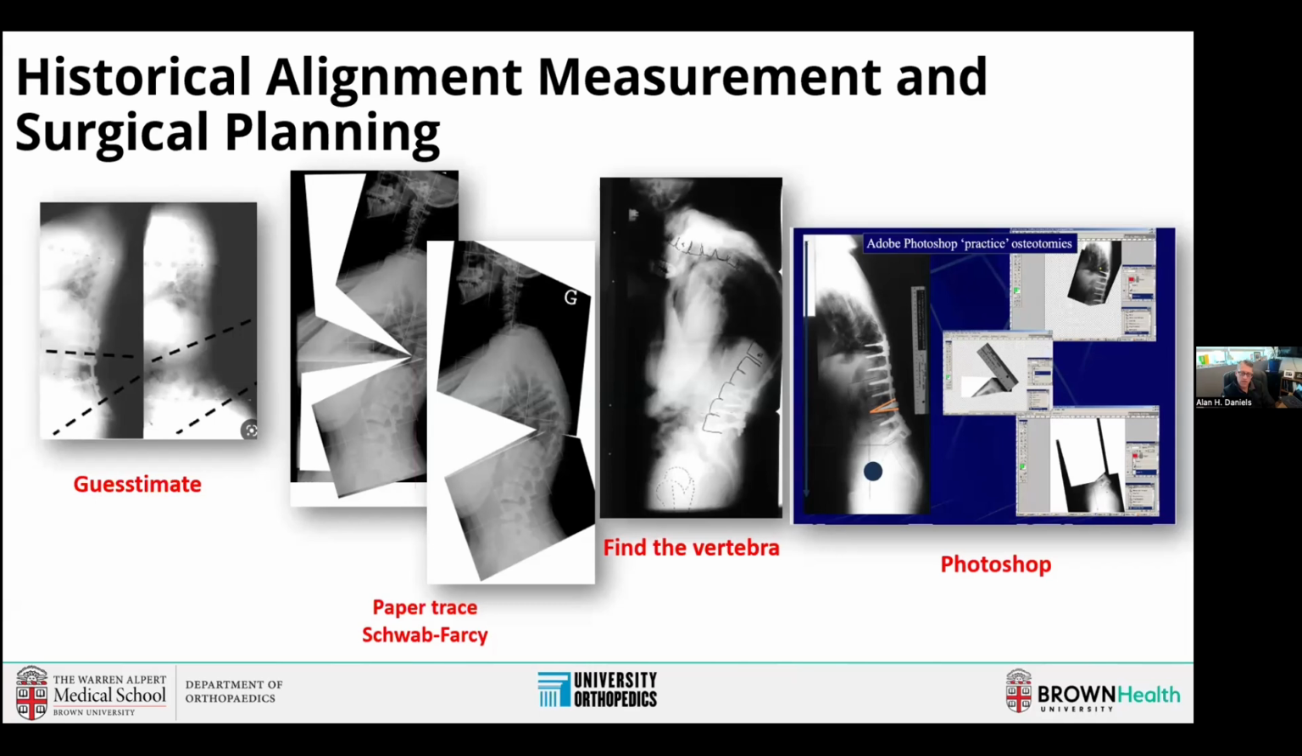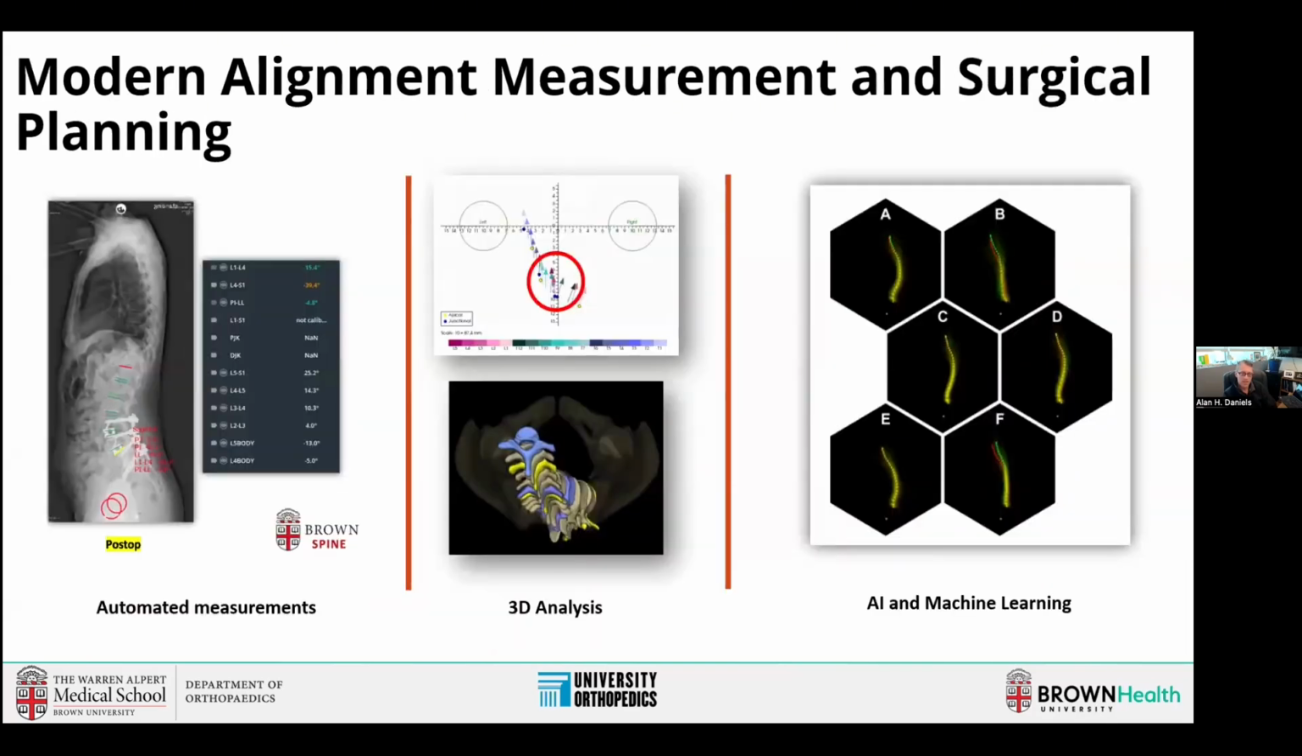Not that long ago, really in the time of practice of all of the moderators here, we were assessing spinal alignment with poor quality radiographs and literally using scissors and tape to try to realign the spine. We were trying to guess where the vertebral bodies were. We really didn't have much data on what optimal alignment was. And within the span of about 10 years, we now have automated measurements. We have 3D analysis and AI machine learning algorithms, including not only automated measurement, but assessment of where the spine should be in anticipation of where it will be postoperatively.